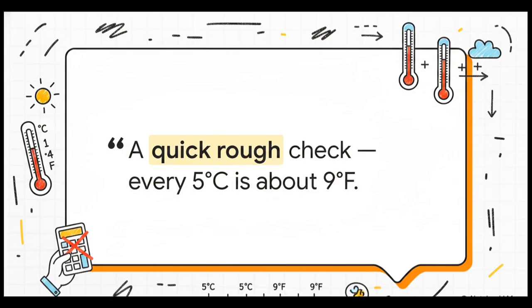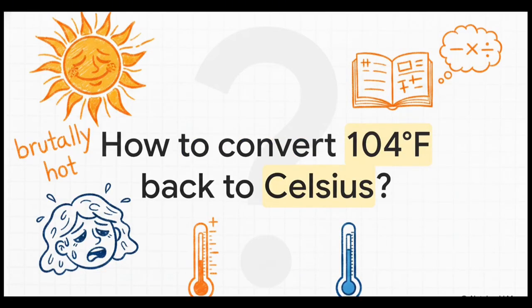Now, before we completely wrap up the math, I want to let you in on a fantastic little insider secret directly from our source material. It's a total life hack for anyone who just wants a quick mental shortcut without reaching for a calculator. Here it is. A quick rough check is that every 5 degrees Celsius is about 9 degrees Fahrenheit. So if you know 30 degrees Celsius is hot, jumping up 5 degrees to 35 Celsius means you're jumping up about 9 degrees in Fahrenheit. It's just a great tool to keep in your back pocket to see if your mental math is on the right track.